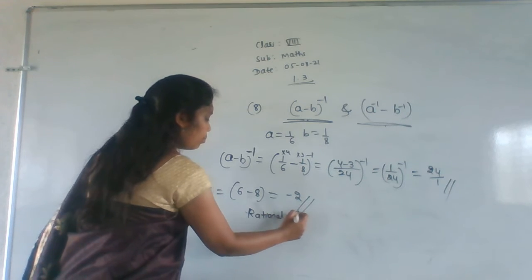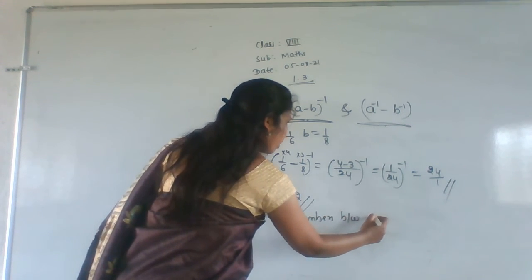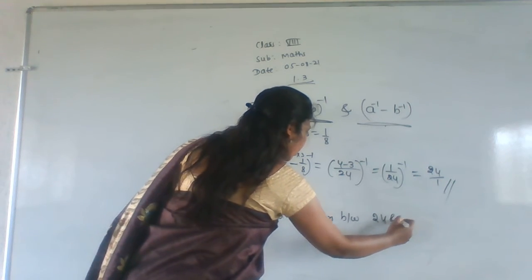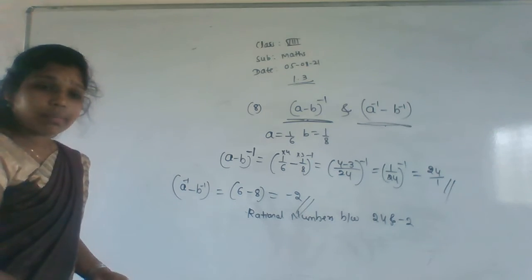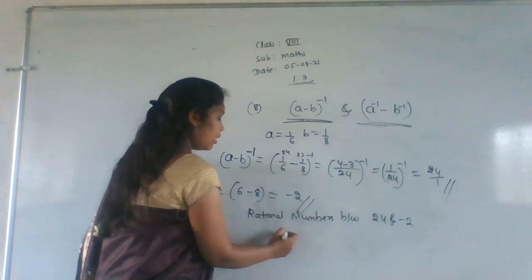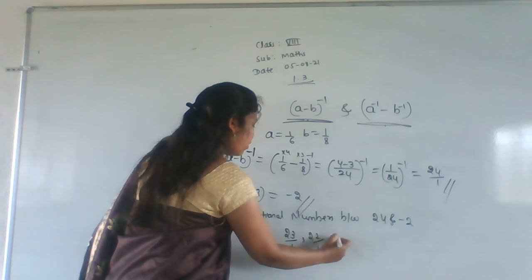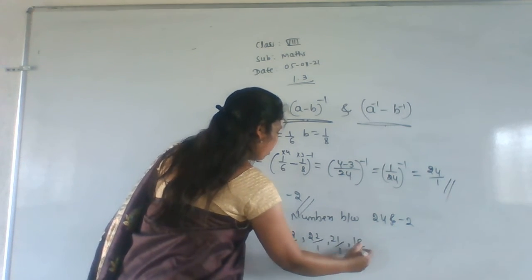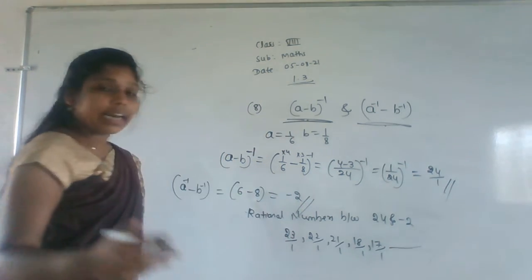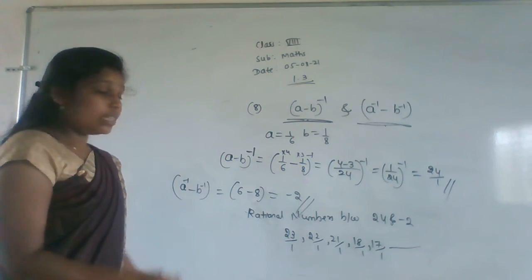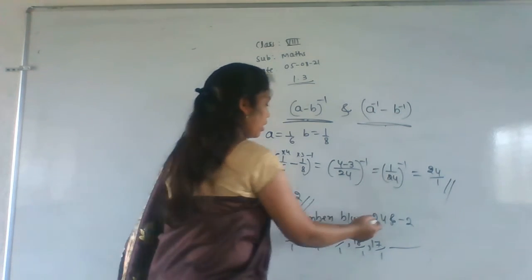Now find the rational numbers between the 24 and minus 2. Between the 24 and minus 2, what are the rational numbers? There are so many rational numbers here: 23 by 1, 22 by 1, 21 by 1, 18 by 1, 17 by 1, and so on. So just write any three rational numbers.